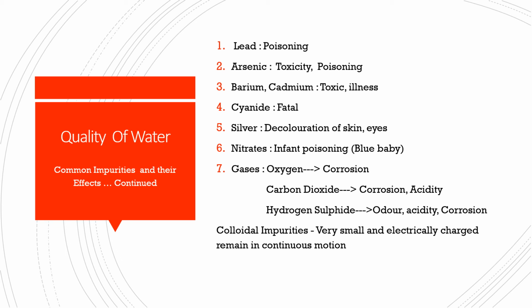Nitrates in water will give acidity. It is also a poison. It will give mainly poisoning for infants. That is called blue baby. Another main impurity is dissolved gases. Dissolved gases consist of oxygen, carbon dioxide, and hydrogen sulfide. Oxygen normally will give corrosion. Carbon dioxide gives acidity and it will give corrosion. Hydrogen sulfide will give odor, acidity, bad taste, and corrosion.